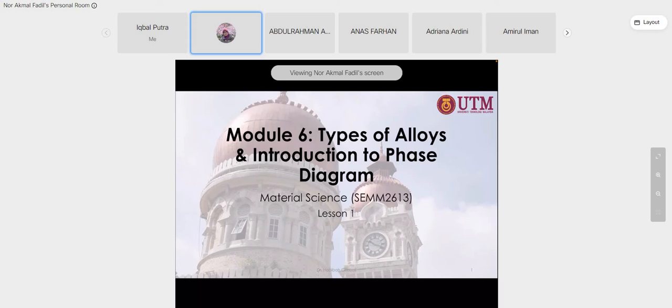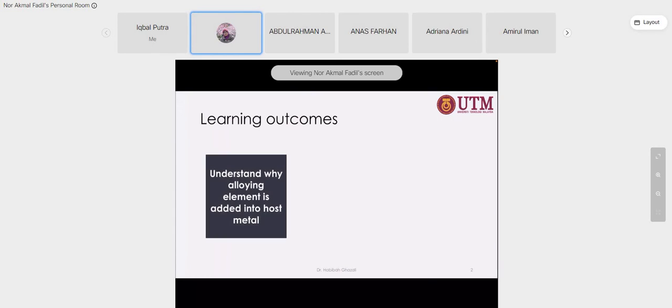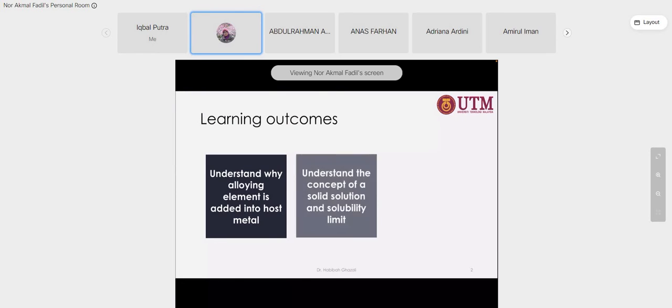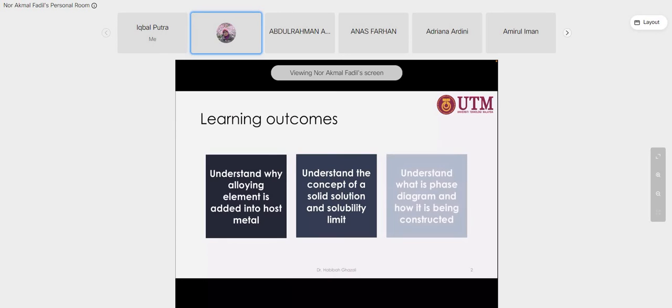For those who never studied material science. Okay, so this topic is aimed to let you understand why alloying elements are added into a host metal, and you should be able to understand the concept of a solid solution and solubility limits, understand what a phase diagram is and how it is constructed.